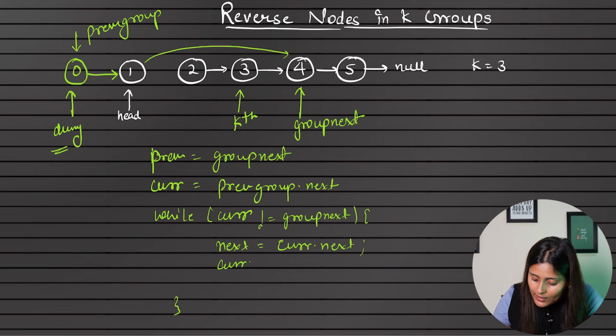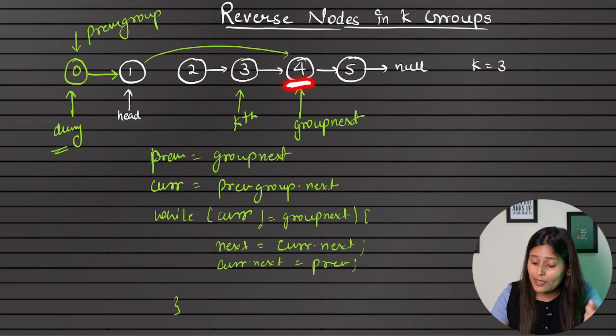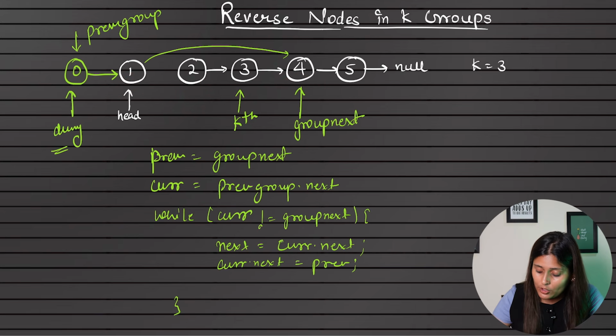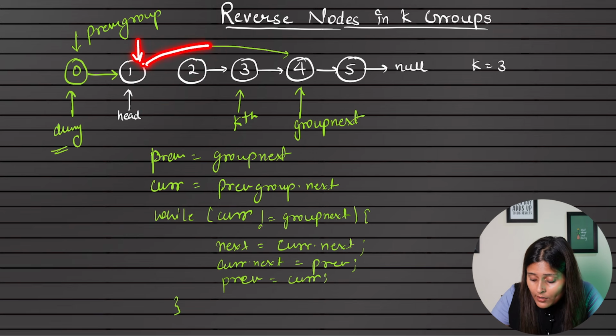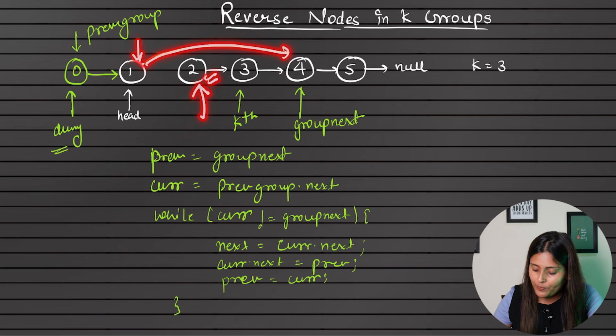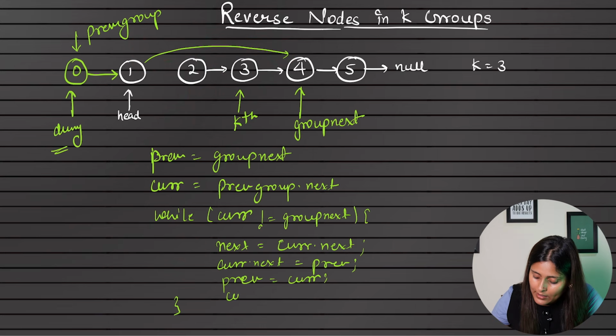Now current dot next needs to be broken and connected with its previous. So what should we write? Current dot next needs to be connected with its previous. In this case, previous is 4. Next time, for 2, previous needs to be 1. So what is 1? Current. So previous needs to be moved to current. Currently current is 1. Next time I want 2. How can I move, current dot next? No. If we move with current dot next, from 1 we will move to 4, but we want to go to 2. So where have we saved this 2? In our next. Hence current is equal to next.